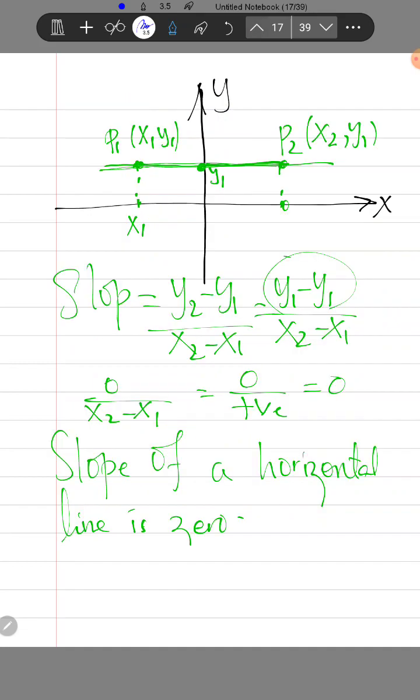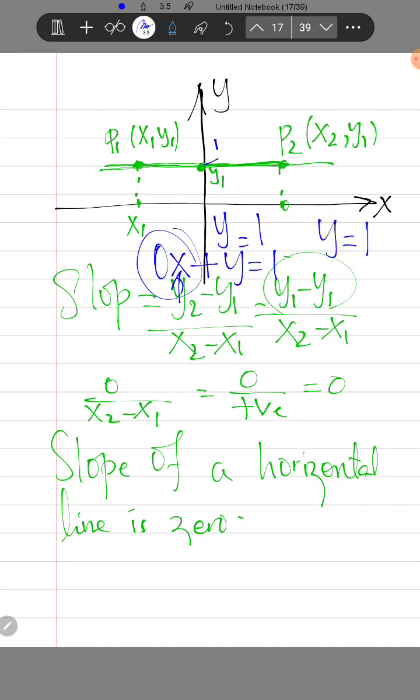On the other one here, it's all about y. x runs throughout, so say this point is 1. That means 0x plus y is equal to 1. 0x is always 0 for any x value, so this equation is y is equal to 1. So the equation of a horizontal line is y equal to the value of y, in this case just 1.